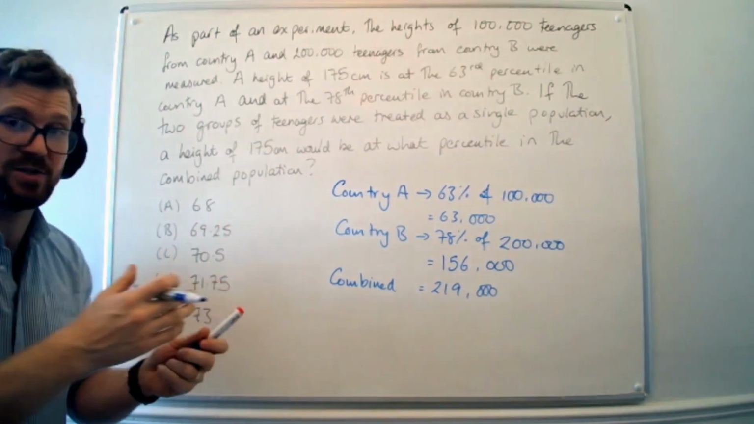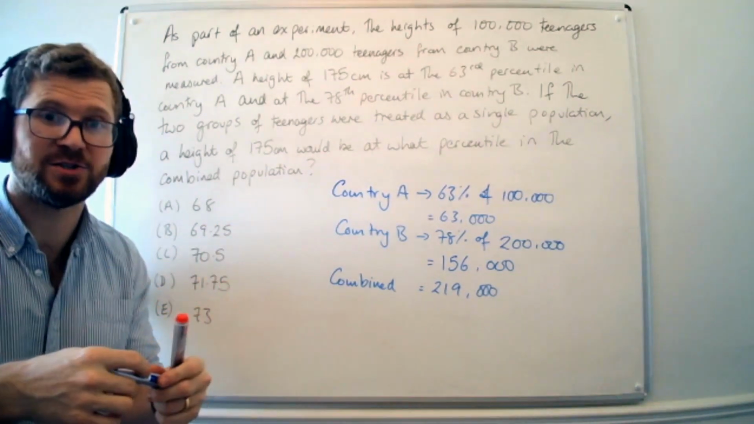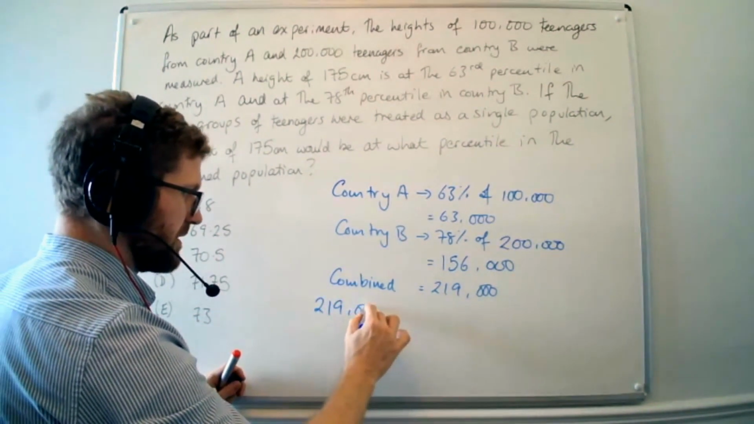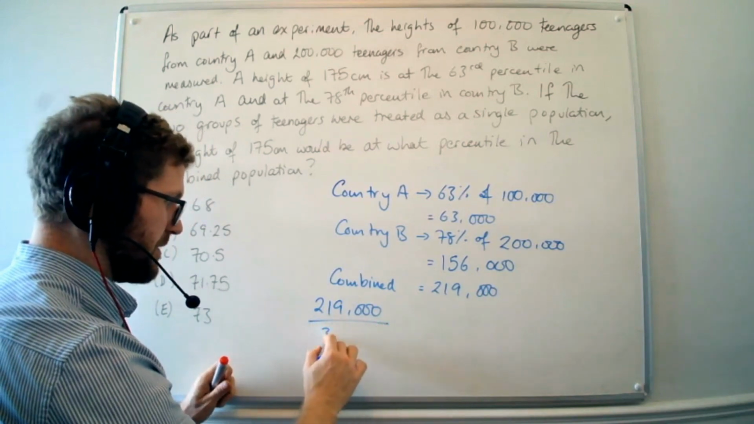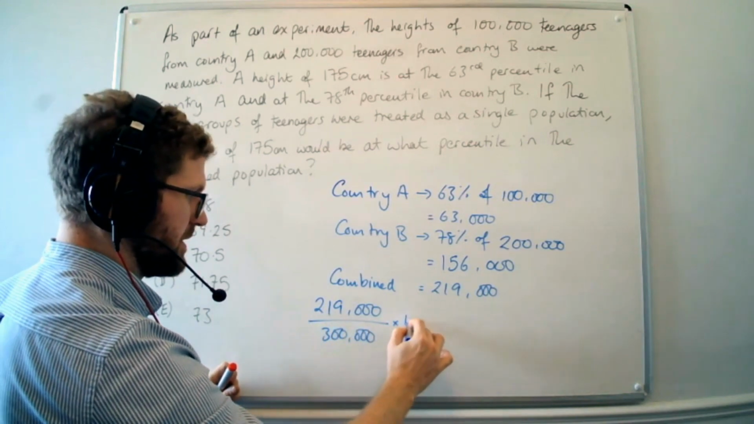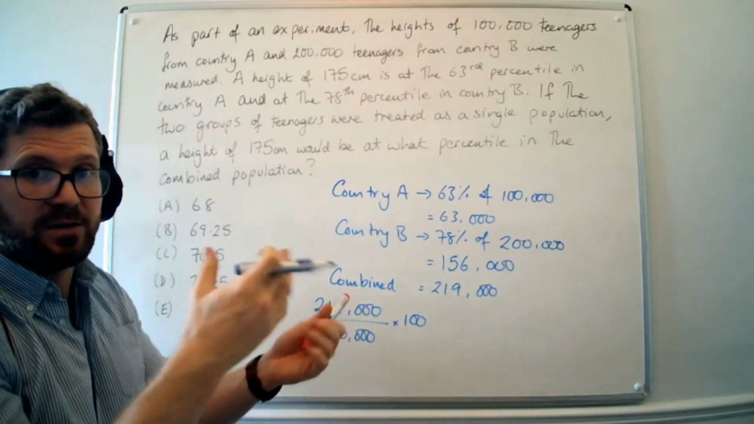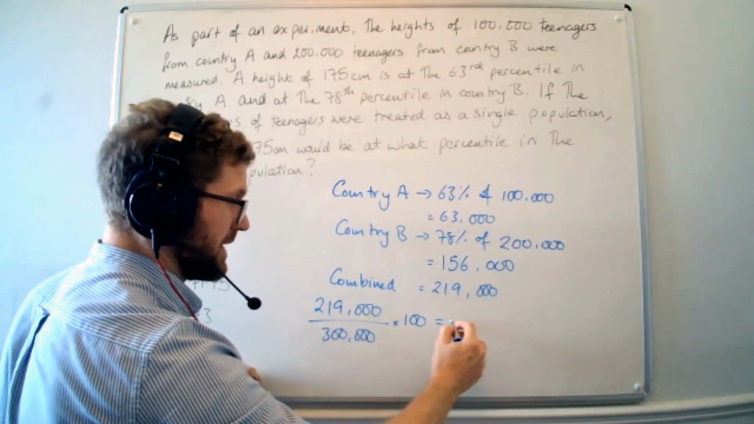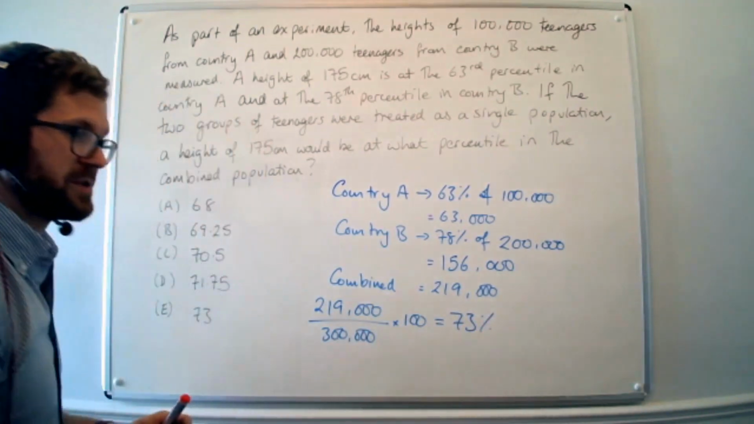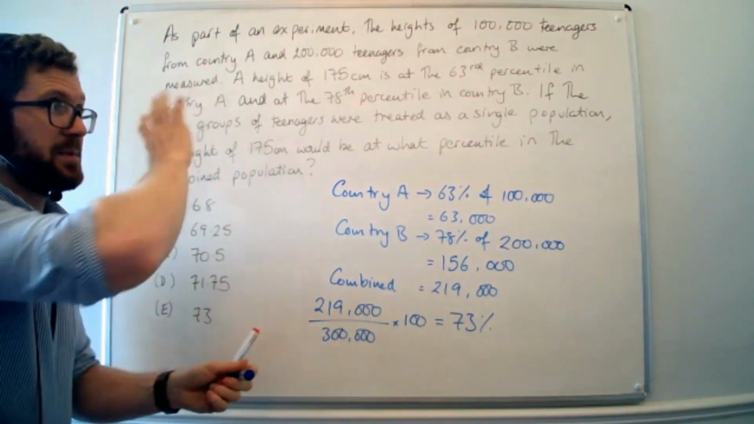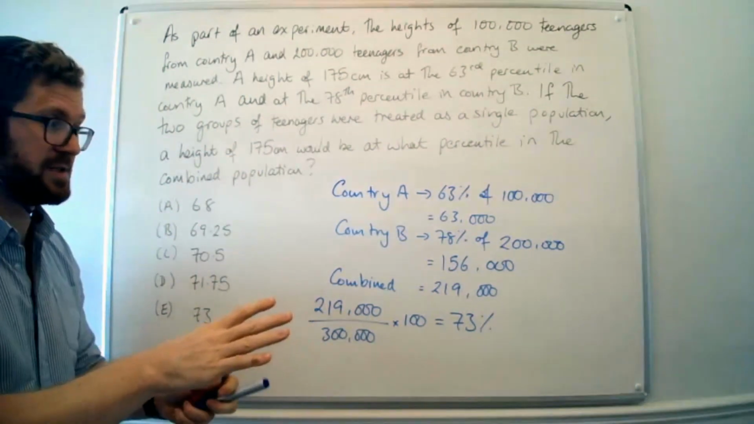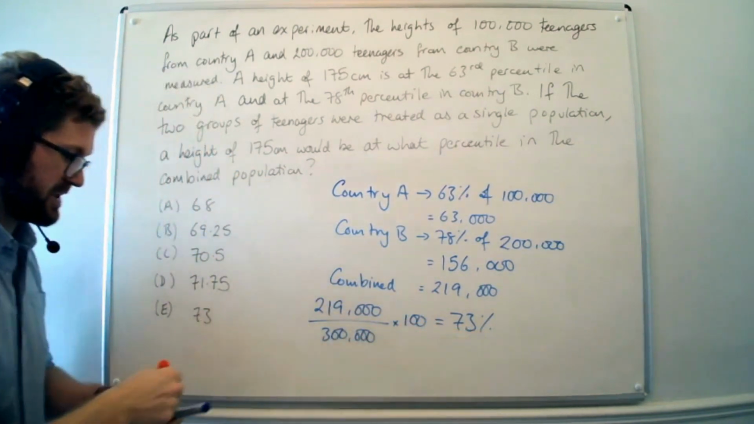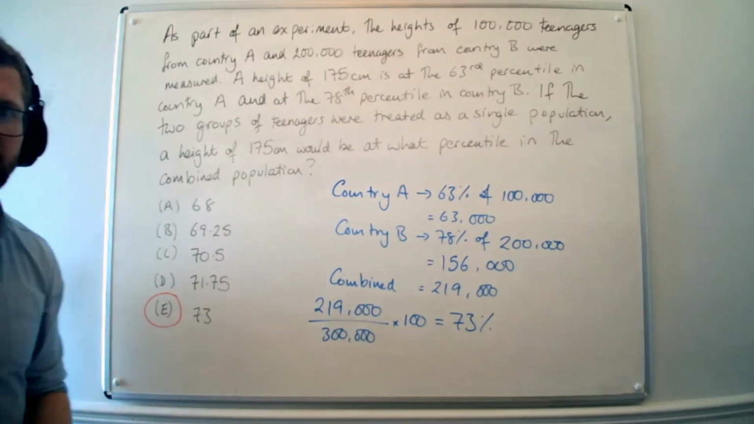Now, in order to answer this question, I just need to know that as a percentage of 300,000. So the answer that I'm going to be looking for, 219,000 divided by 300,000, multiply the whole thing by 100, and you can either cancel all this down or get the calculator out, throw some numbers into it. If you work that out, that would come out to be 73%, which means that 73% of the people in this scenario have a height less than 175 centimeters, which means that 175 centimeters would be at the 73rd percentile, which means the answer to this question is going to be E.